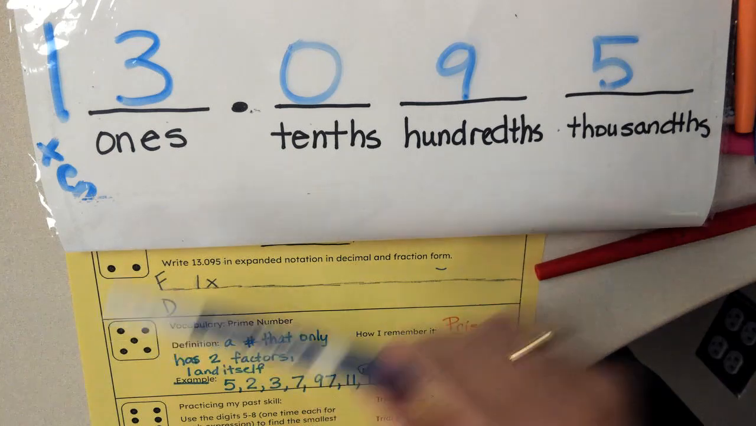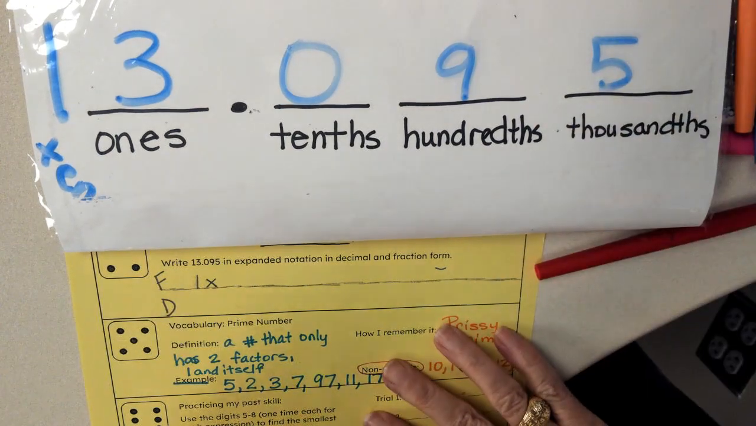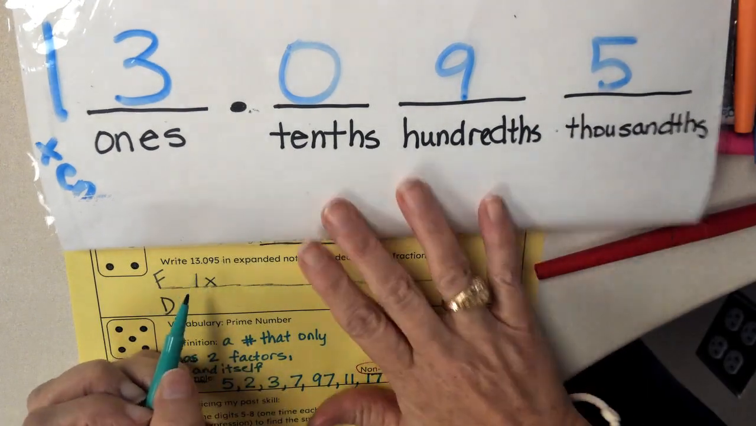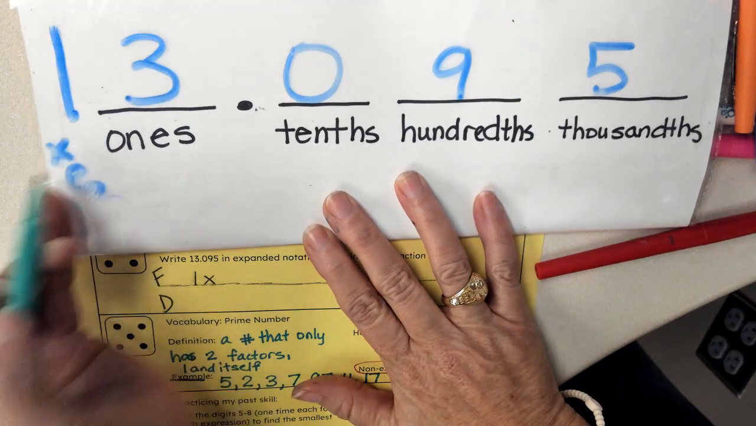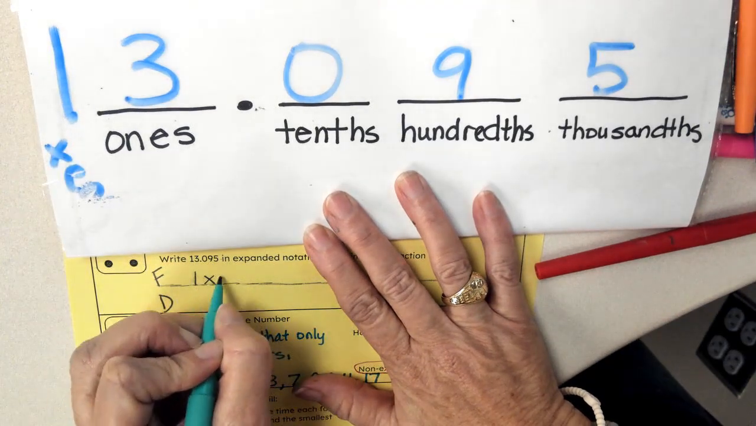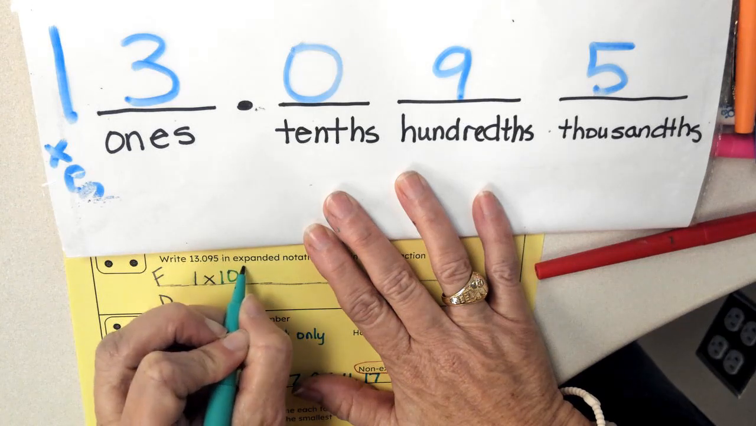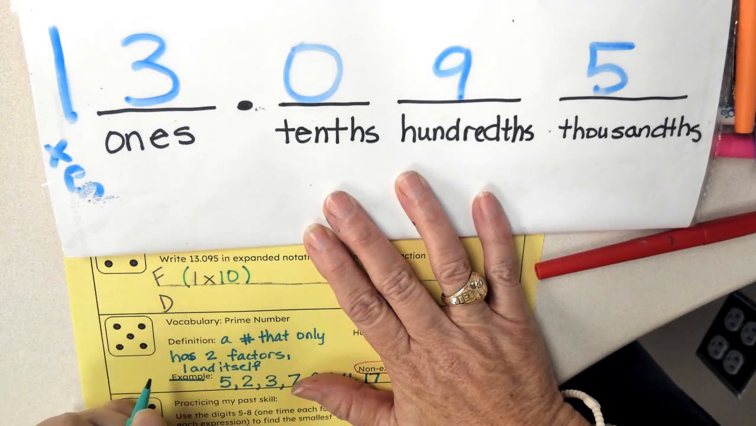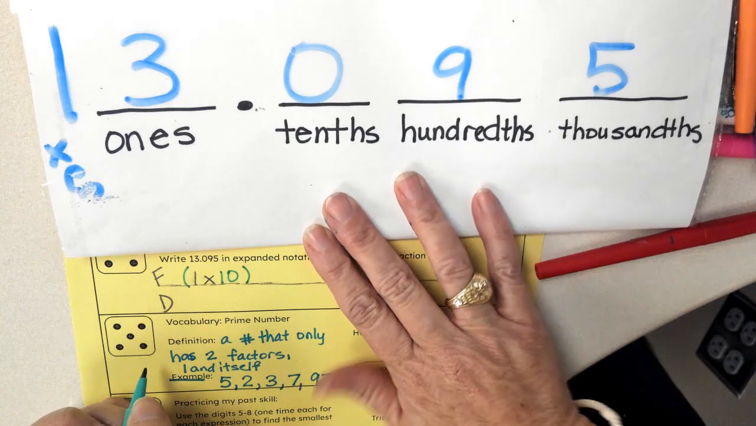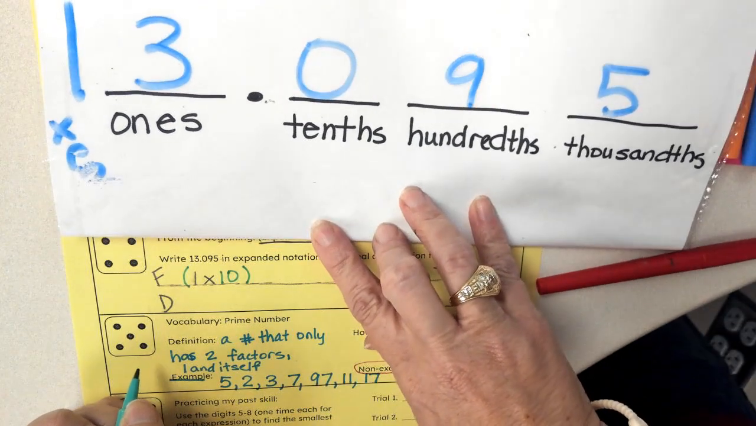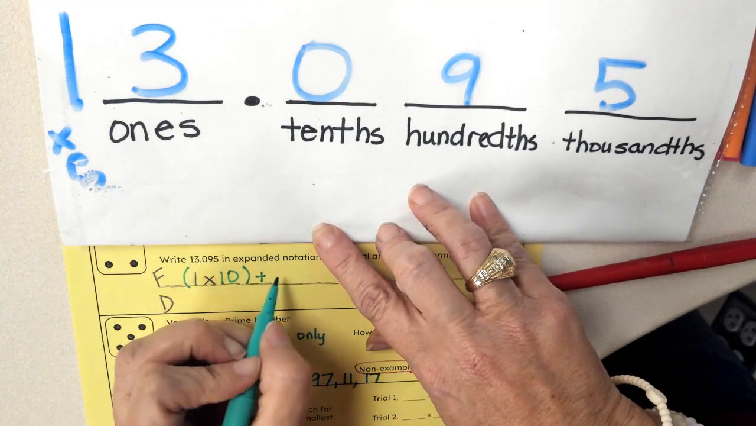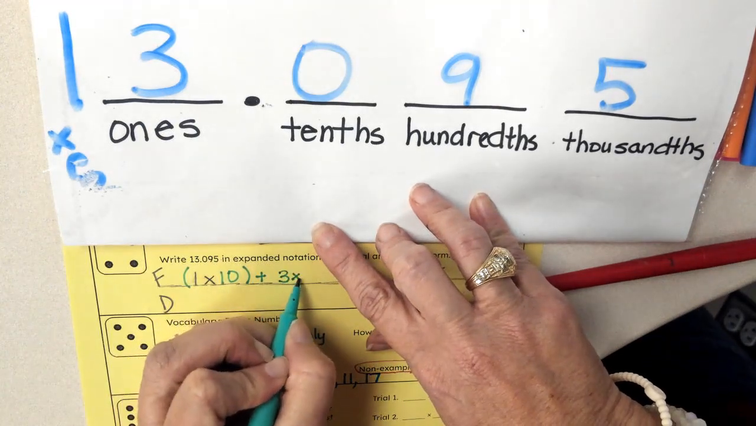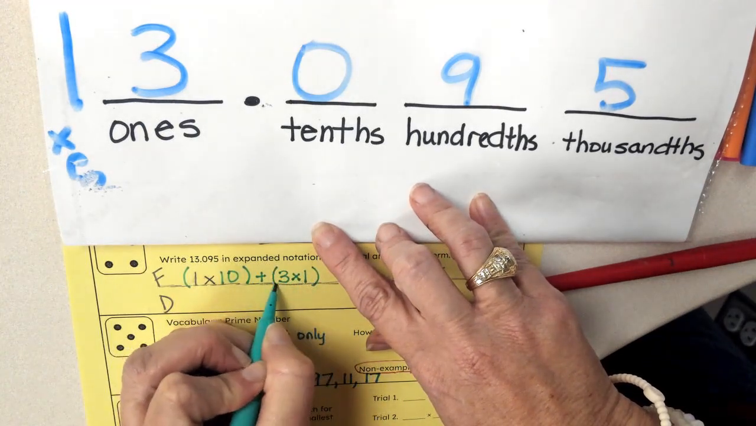So now that you've had the opportunity to try, let's take each number. We're going to take the number 1. The number 1 is in the tens place, so we're going to say 1 times 10, and we're going to put it in parentheses. So we're stretching out the value of that number. We're going to add that to the number 3, and the 3 is in the ones place, so we're going to put that in parentheses.